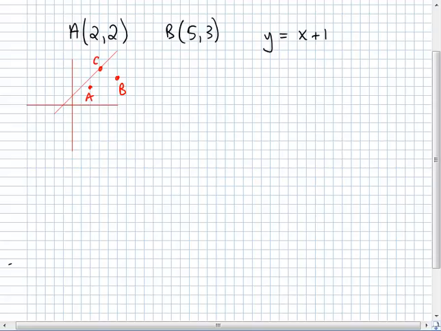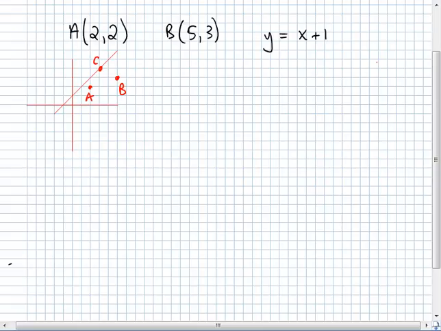Alright, we're going to tackle number 10C here. This is the information they give you on the question there, points A and B, and that the center of the circle lies on the line y equals x plus 1, which I've drawn for you here on the left. You can work this out, unfortunately, just by kind of looking at it and eyeballing it.